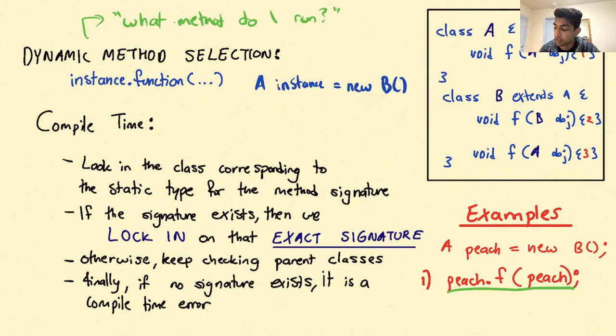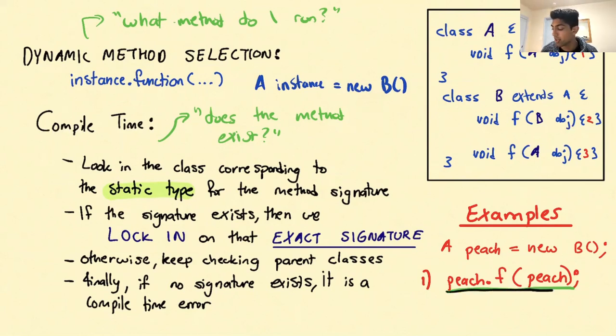Okay, so during compile time, what we're trying to do is answer the question of, does the method exist? Okay, that's the question we're trying to answer. And I want to try to be a bit more specific. What we're going to do is look in the static type for the method signature that would suffice. Okay, if that method signature exists, then we're going to lock in on that method signature.